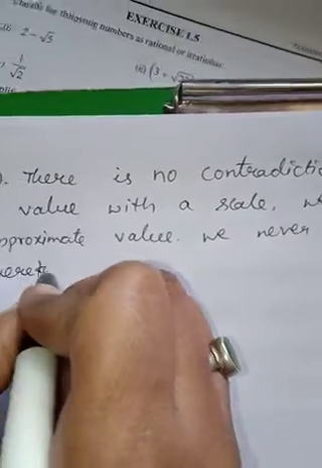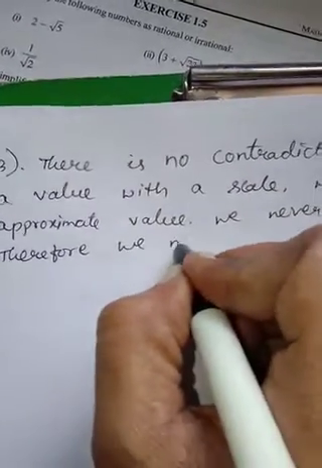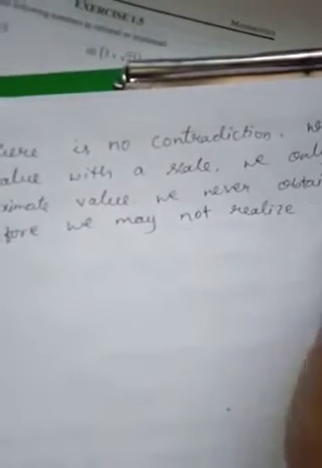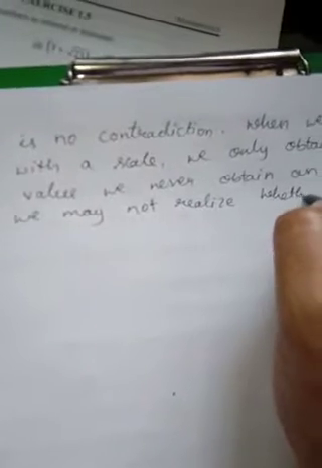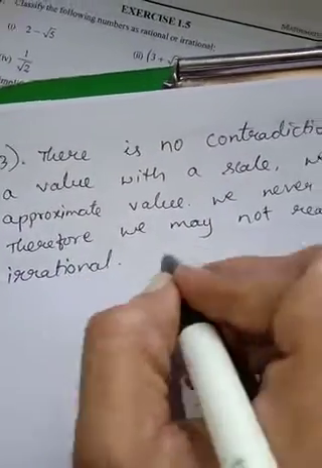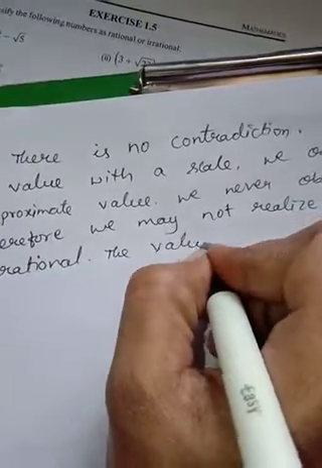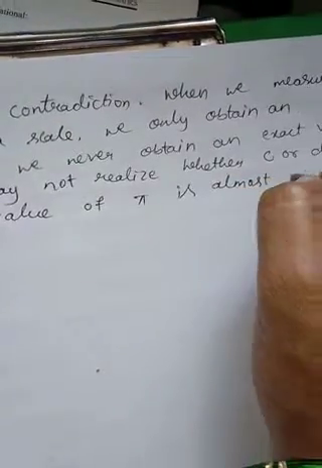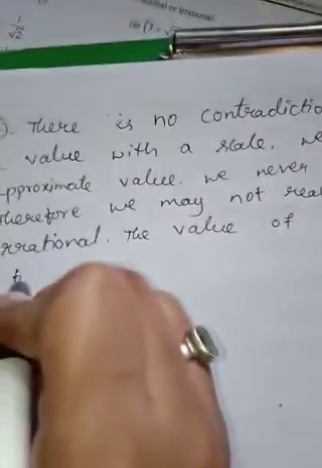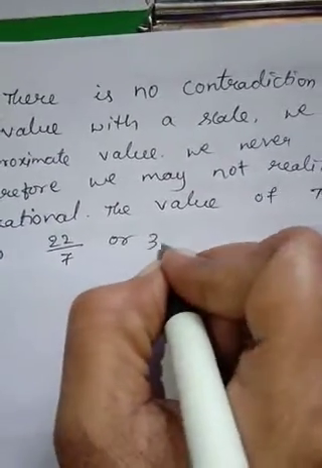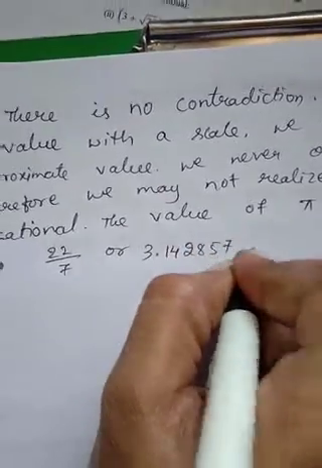Therefore, we may not realize whether C or D is irrational. The value of pi is almost equal to, you already know the value of pi, that is 22 by 7 or 3.142857. Again I will explain to you.